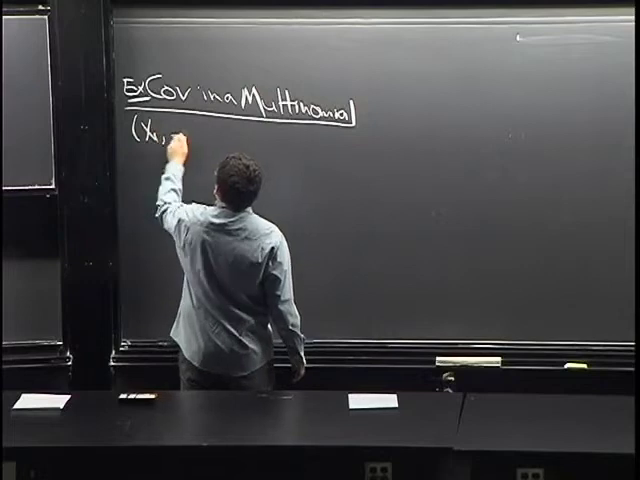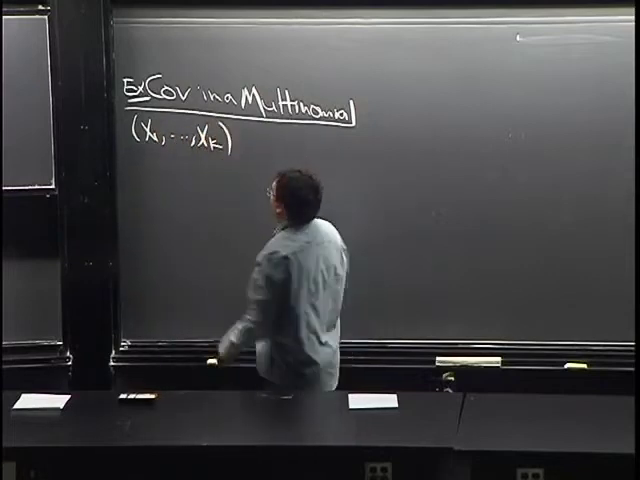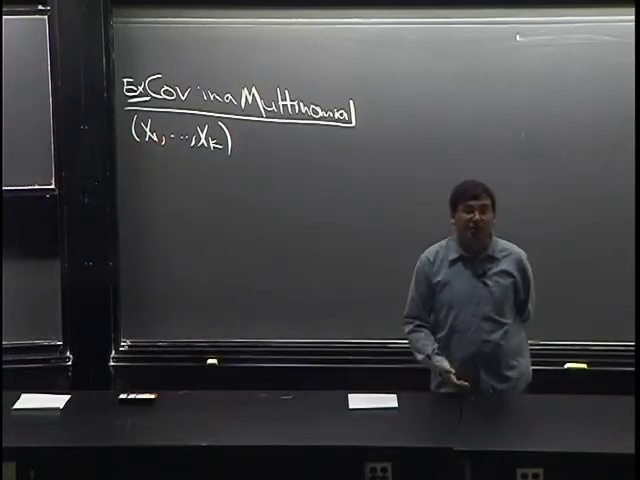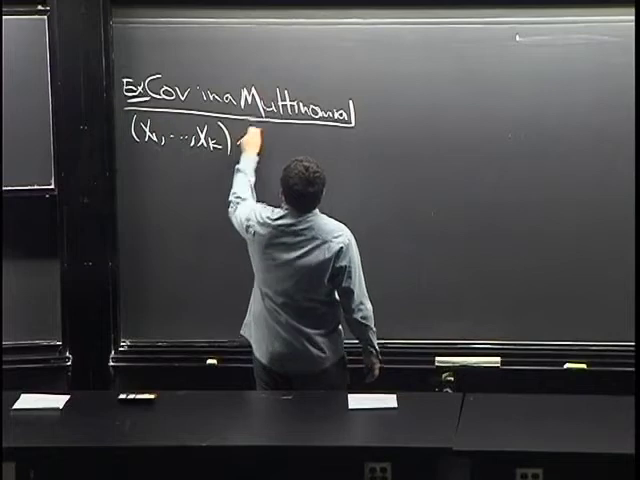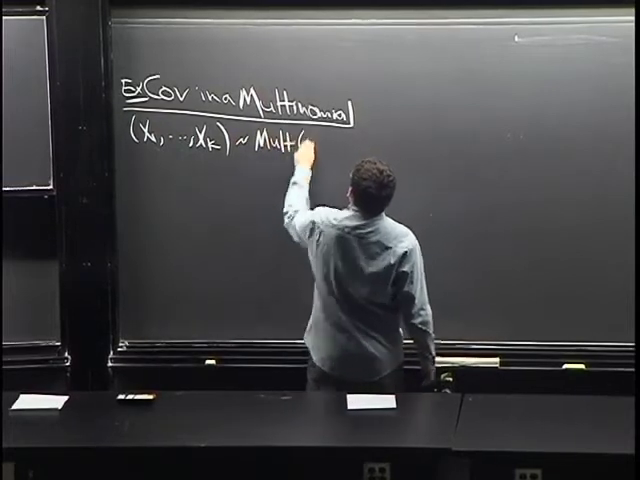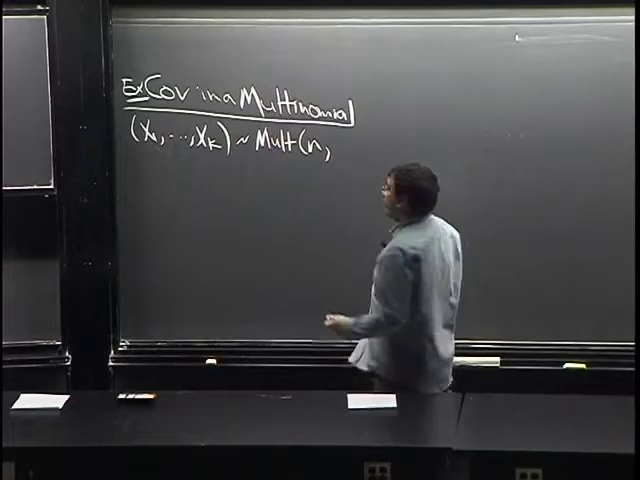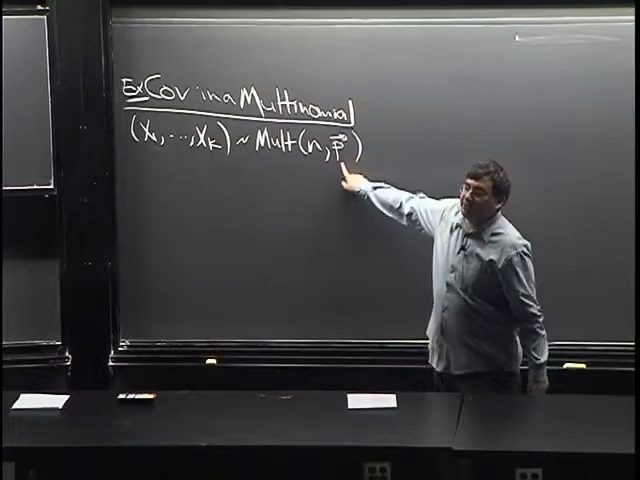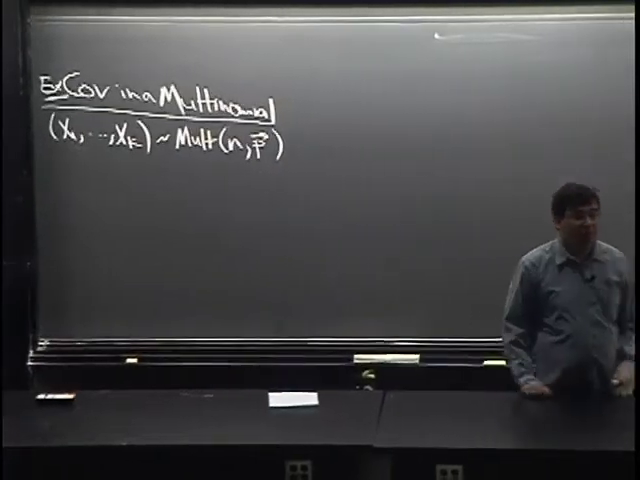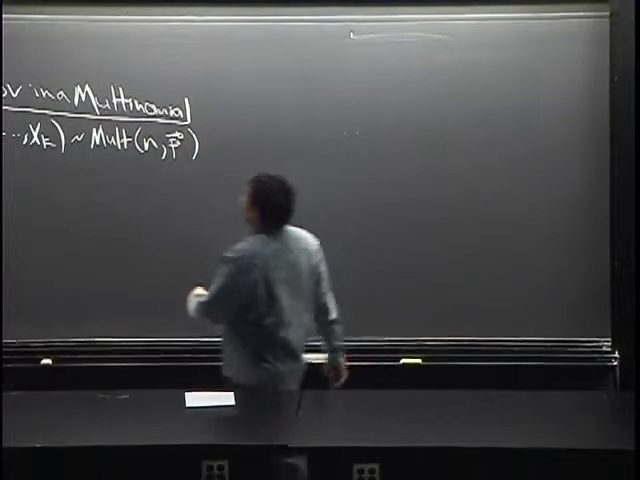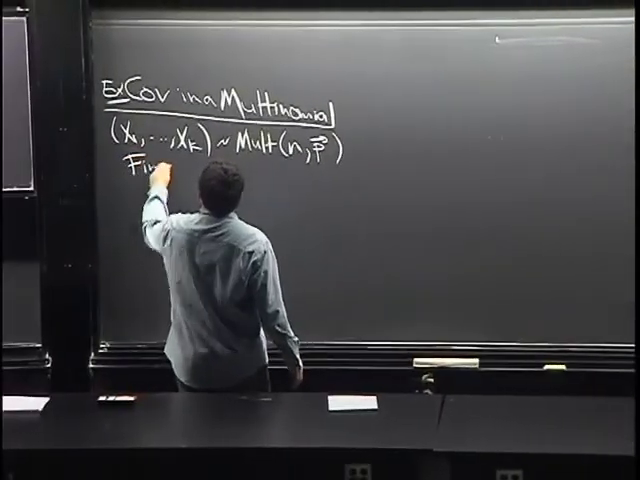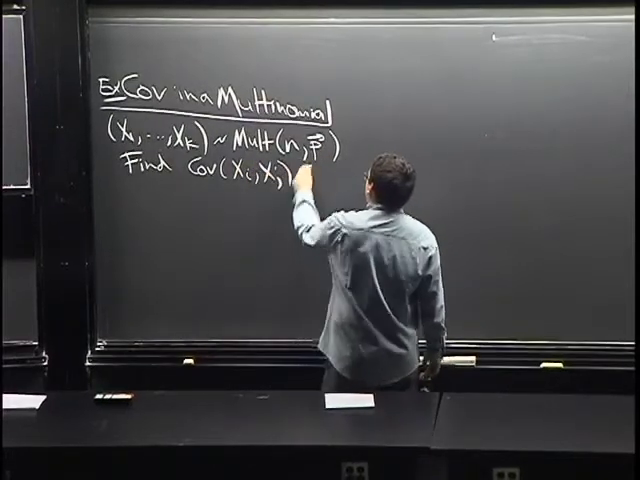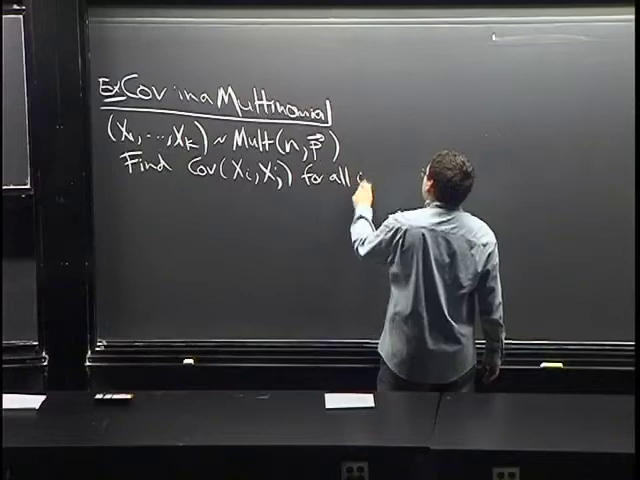So we have this vector. Using the notation from last time, we have k different categories, and xj is the number of people or objects in the jth category. And this is multinomial with parameters n, meaning there are n objects or people, and the probabilities are given by some vector p. That just gives the probabilities for each category. Okay, and we want to find the covariance of xi with xj for all i and j.